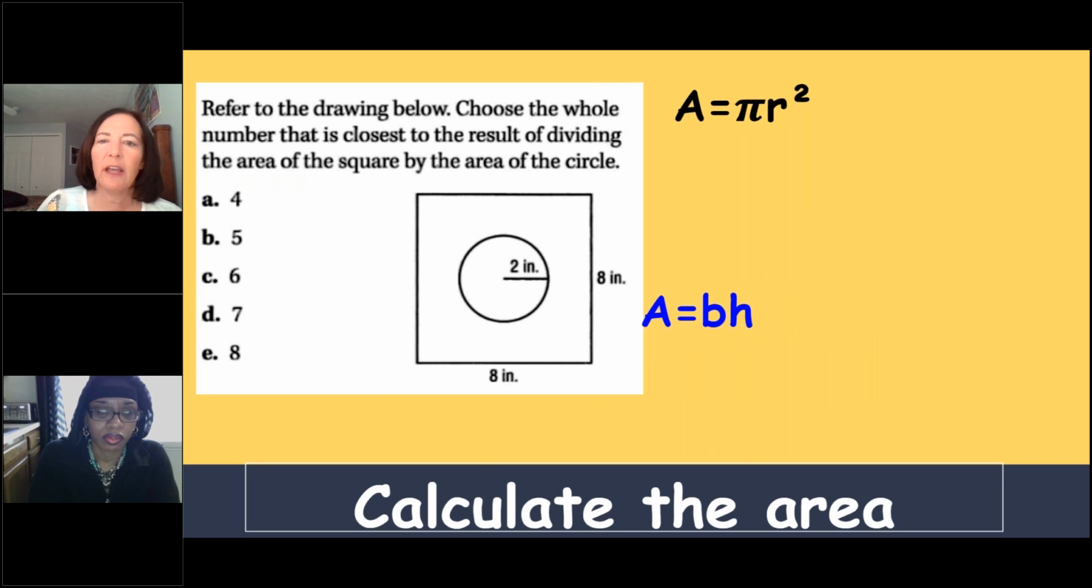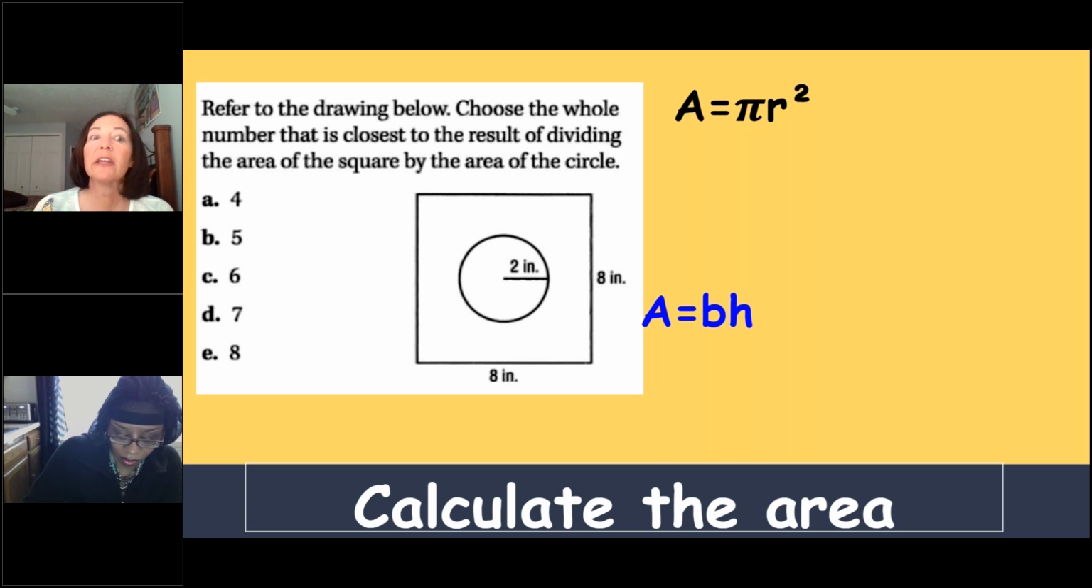This next one is weird. It was just such a strange problem, I thought it would be worth going over. It says, refer to the drawing below. Choose the whole number that is closest to the result of dividing the area of the square by the area of the circle. There is so much going on here. Let's all of us go ahead and calculate the area of the circle first. So everyone calculate the area of the circle.